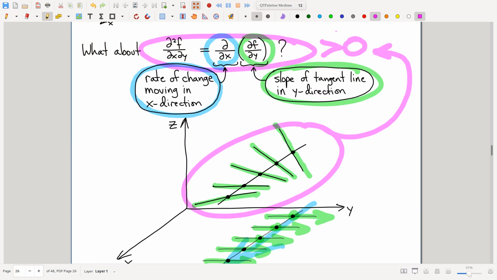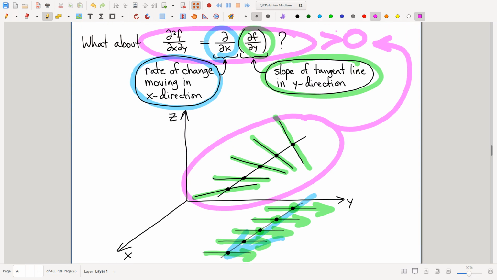When you say that it's greater than 0, do you mean like the z is greater than 0? No. I mean that as I move in the x direction, the rate of change of these y slopes is positive. In other words, said differently, the y slopes are increasing as I move in the x direction.